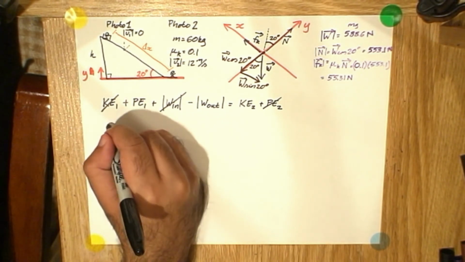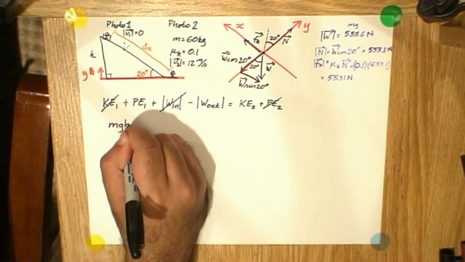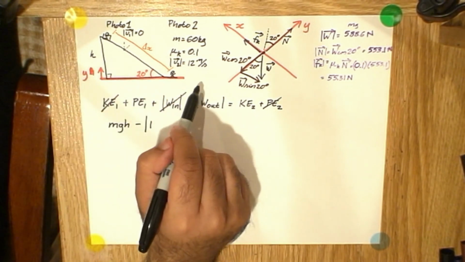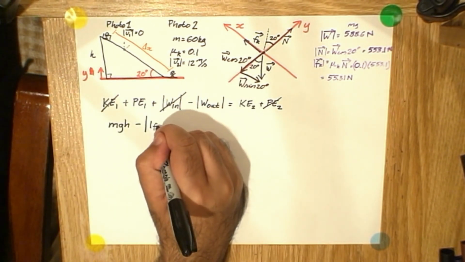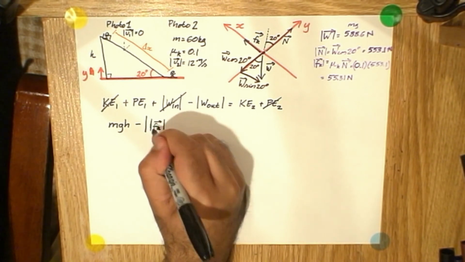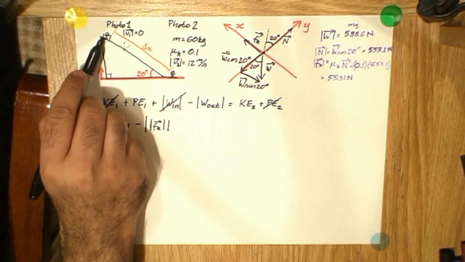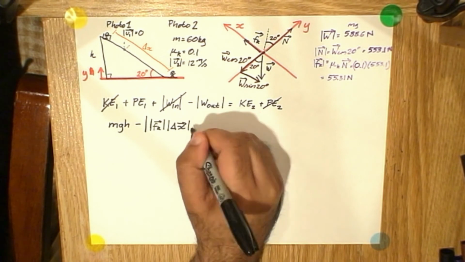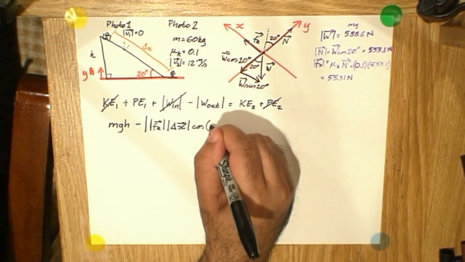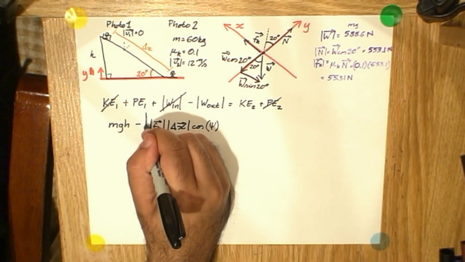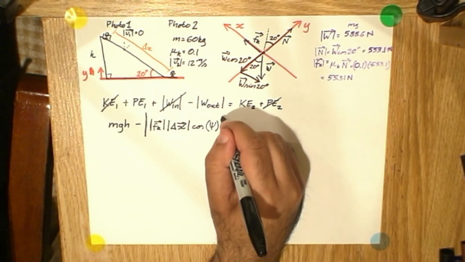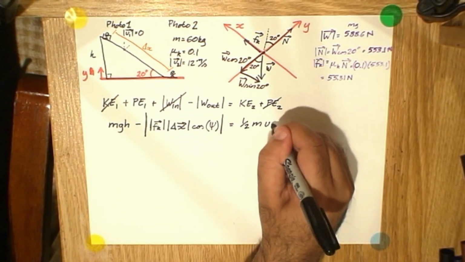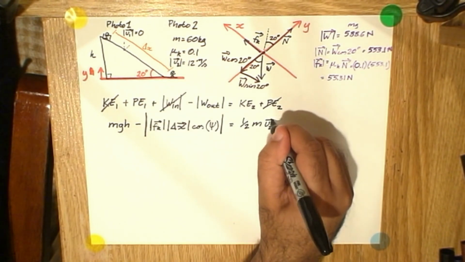So PE1, that's mgh, minus work out is calculated as the force which causes the work out, the force of kinetic friction, times the displacement of our character, delta x, times the cosine of the angle between these two vectors. And all of that is going to be equal to 1/2 times mass times the velocity at photo 2 squared.